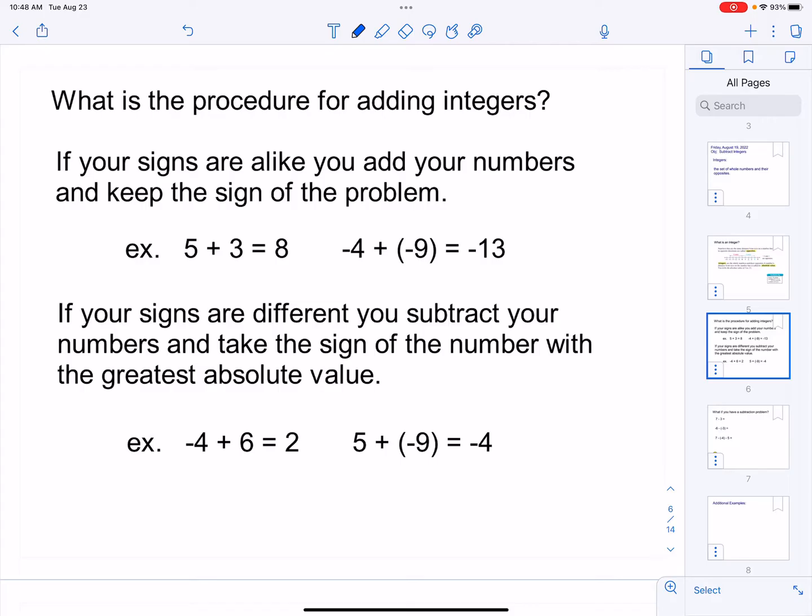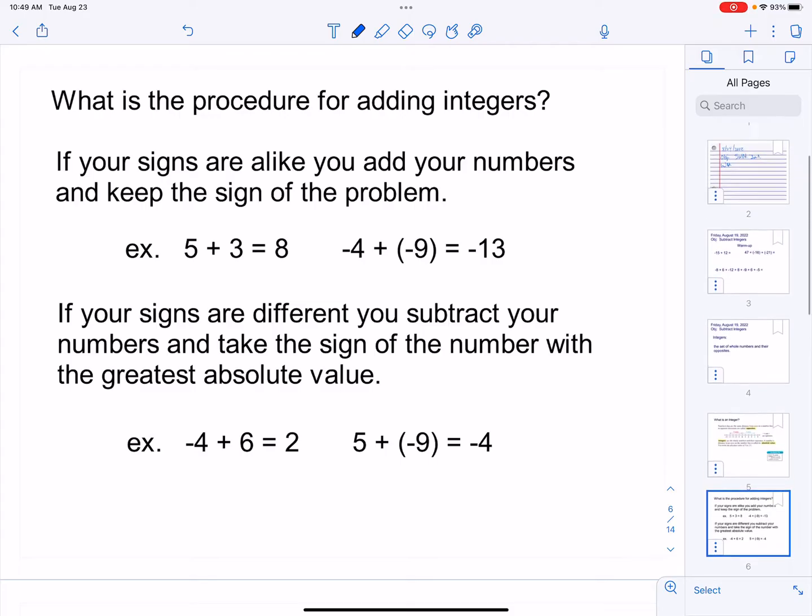In the last lesson that we did, before we did the iReady, we did adding integers, and we found out that to add integers, there were two basic rules. If your signs are alike, you add your numbers and keep the sign of the problem. If your signs are different, you subtract your numbers and take the sign of the number with the greatest absolute value. And that's the reason why we had to understand absolute value.